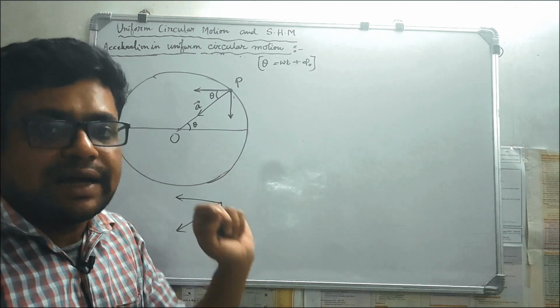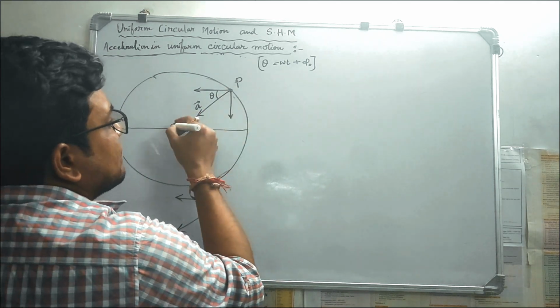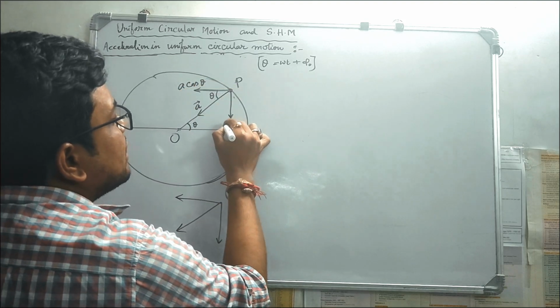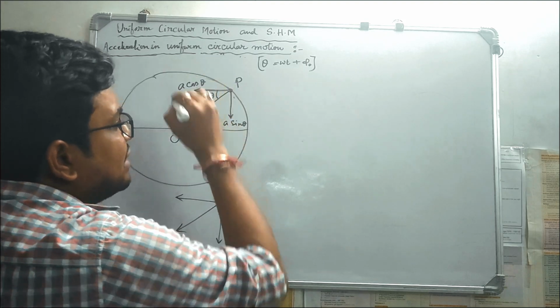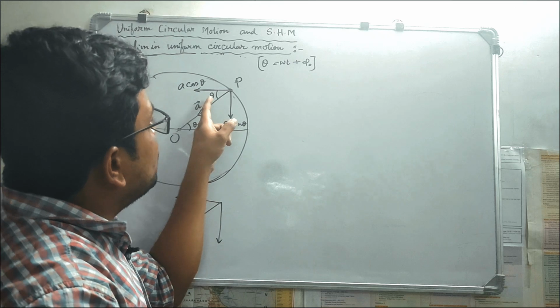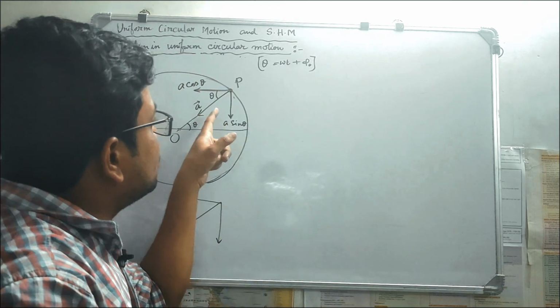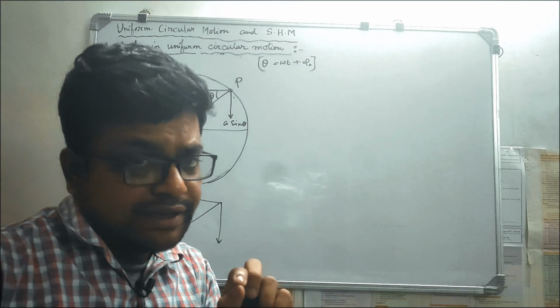Because of the alternate angle. So if this is the acceleration, this will become A cos theta, and this will become A sin theta, because the component which is touching theta becomes cos theta, and the one which is not touching theta is called the sin theta component.